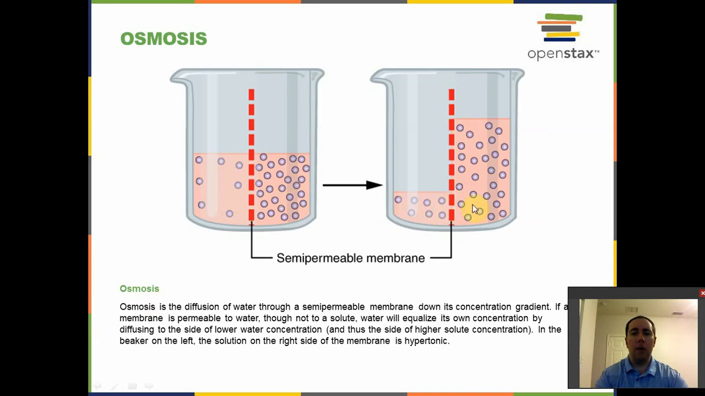It's going to where the high concentration of sugar is. Its goal is to try to equalize the sugar concentrations. Now notice, as we move the water from the left to the right, on the left, the sugar got more concentrated. The sugar molecules are packed in tighter, and as it moved over to the right, the sugar molecules on the right actually got more diluted. They're further away from each other, and now they are roughly the same concentration.